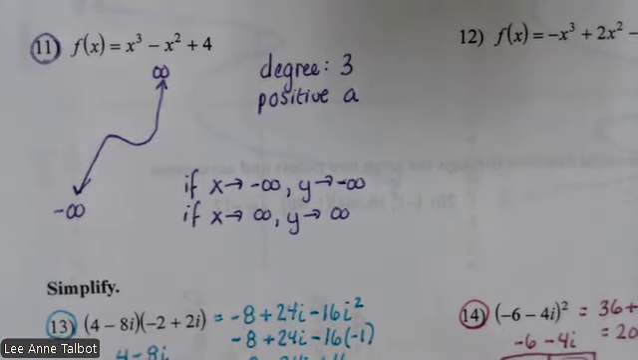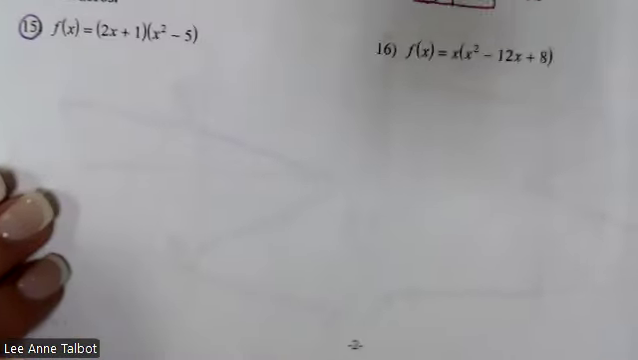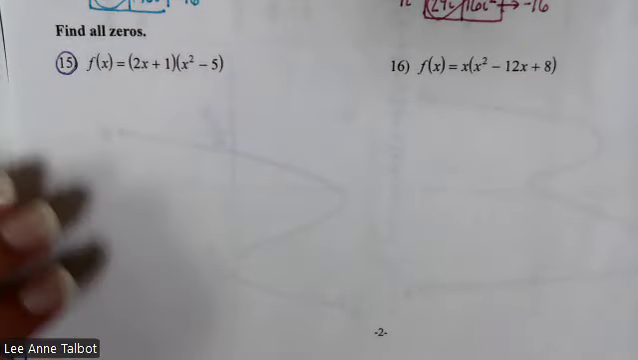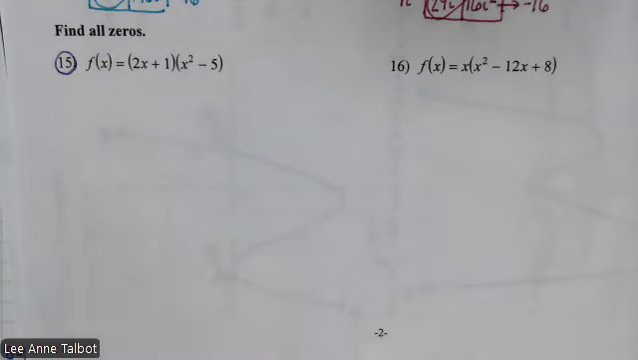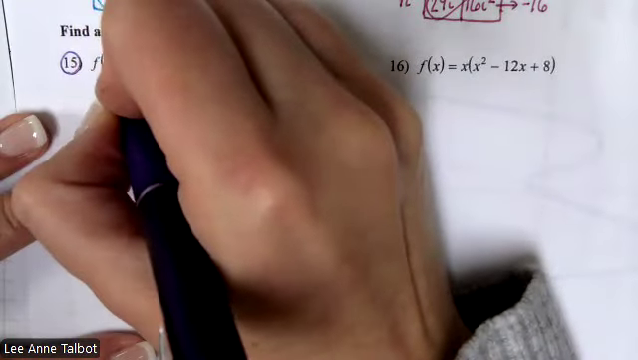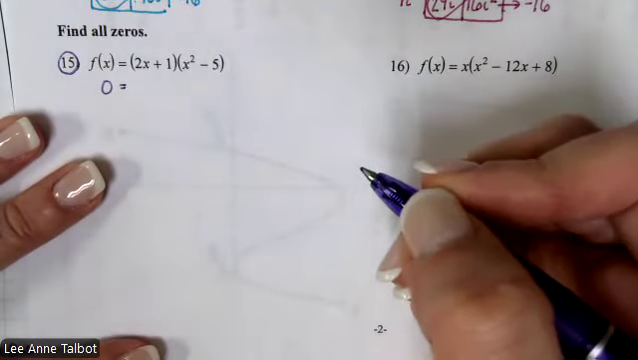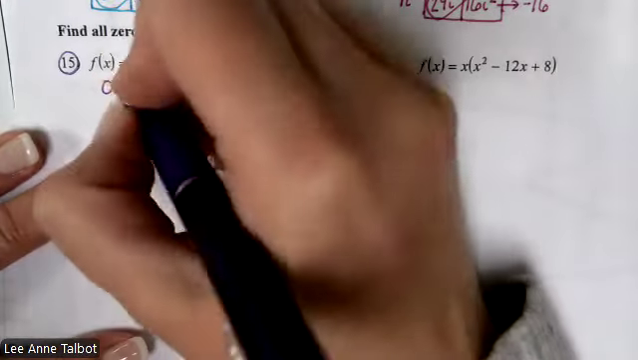Okay, now go down to number 15. Find all zeros. Some really wonderful person has factored this for us already. We love that. So thank you, mysterious wizard factorer that came before us and put it in factored form.